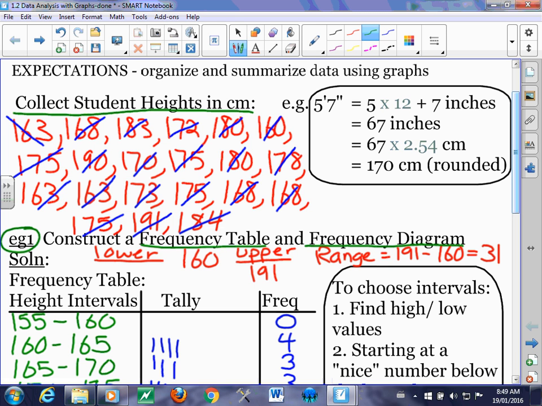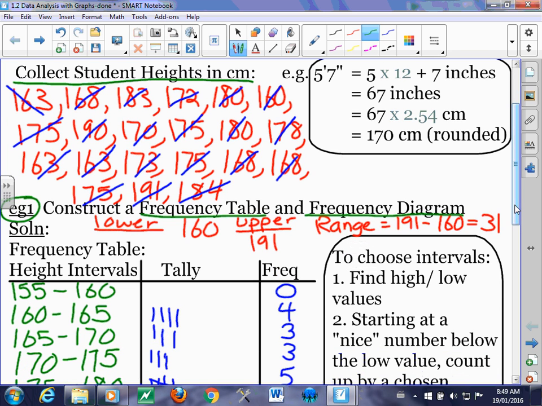Before we set up a frequency table, we have to look at our range of data, which is in this circle right here, and we find the lower value first. The smallest value in this class is 160 centimeters, and the upper value, the tallest person, is 191. To find the range, you take the highest number and subtract the lowest number, and you find that it is 31.